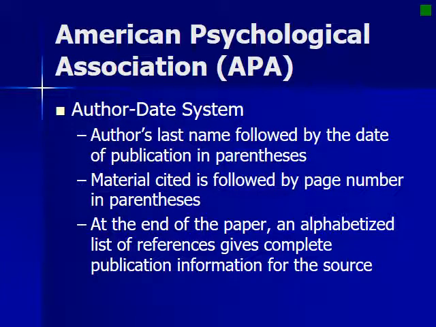APA, or the American Psychological Association, is the style that we use in business writing. And what that means is we use an author date system with the author's last name followed by the date of publication in parentheses. The material cited is followed by a page number in parentheses, and at the end of the paper, an alphabetized list of references gives complete publication information for the source.